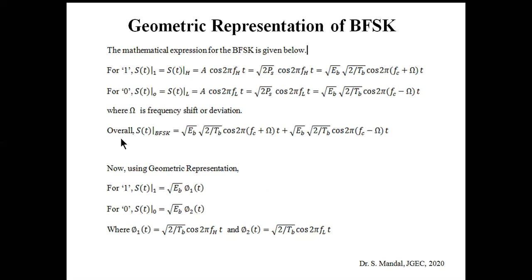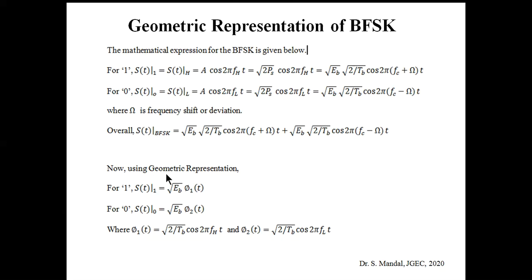So the mathematical equation for BFSK can be written like this: s(t) = s_1(t) plus s_0(t), that is root over Eb into root over 2 by Tb cos 2 pi (fc plus omega) t, plus root over Eb into root over 2 by Tb cos 2 pi (fc minus omega) t. So this is the mathematical expression for the BFSK digital modulation.